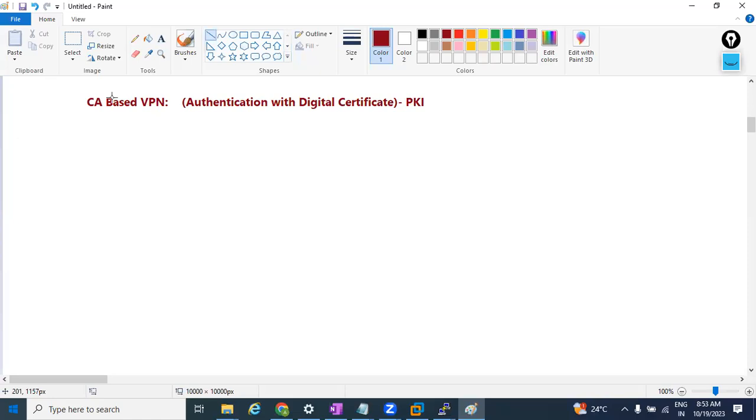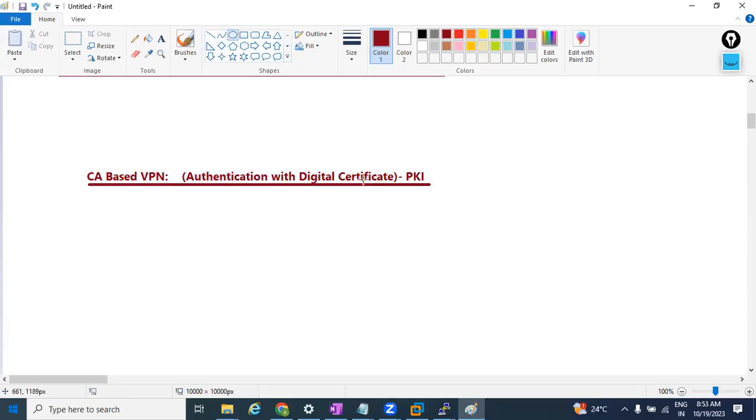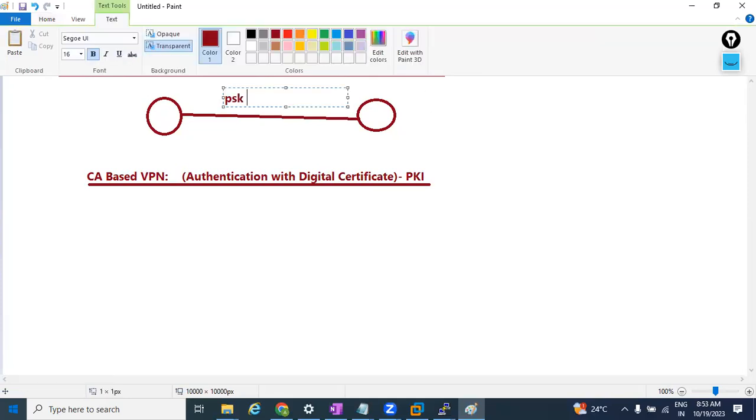So let's start. Digital certificate session. Earlier, we configured site-to-site VPNs, policy-based, route-based, and multiple-site VPNs also. Every time I was using PSK, a pre-shared key. So what is the key? Key is just a password.